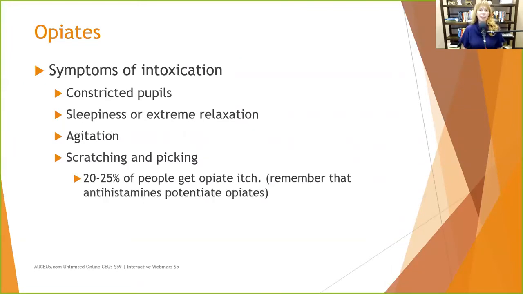Symptoms of intoxication: constricted pupils, sleepiness, or extreme relaxation. There are some clients that are just chill no matter what, but if you have a client who's in group who is just abnormally chill that day, especially if they have a history of opiate abuse or benzodiazepine abuse, and they are really relaxed that day, kind of dozing off, might be something to talk with them about.